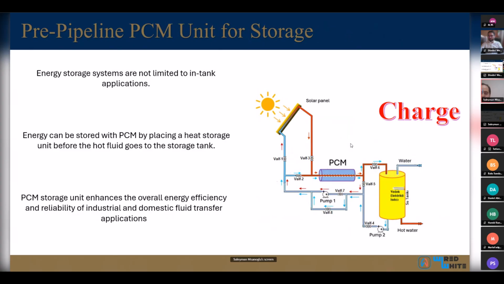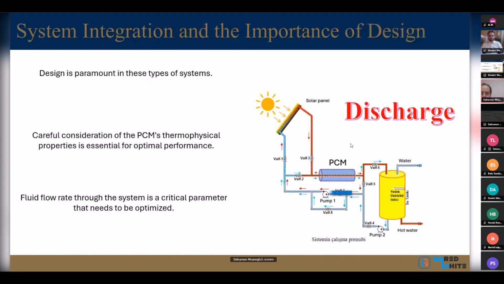As shown in the diagram, a heat storage unit can be placed before the hot fluid reaches. We will make a demo with this heat storage unit, this blue one. This is especially useful in continuous flow systems to balance temperature fluctuation of the fluid. In daytime, charging, after that discharge in nighttime is this step. Design is critical in such systems.